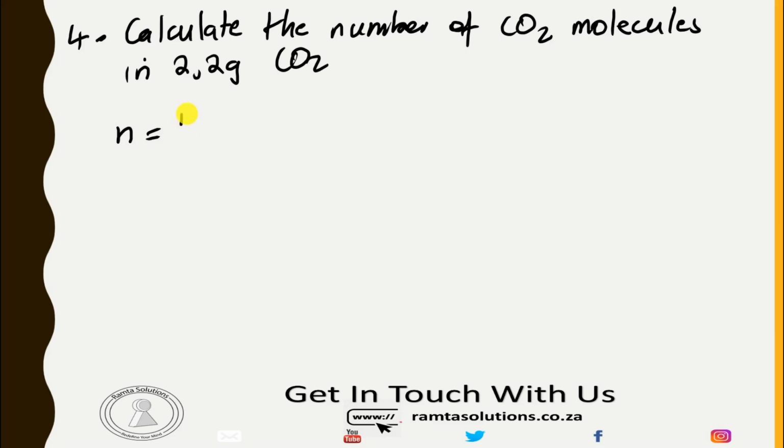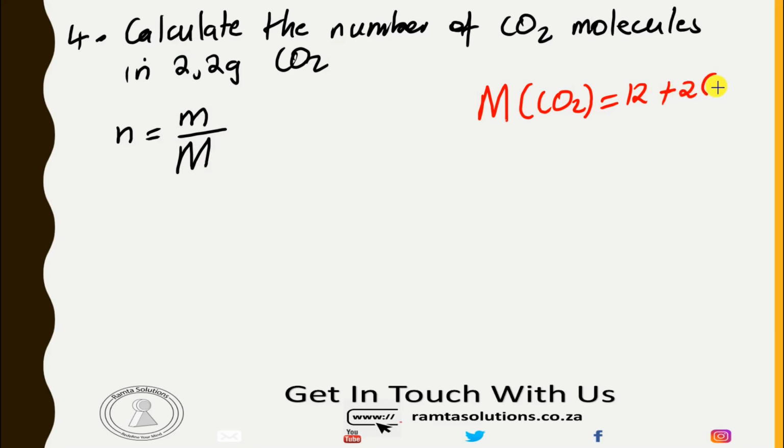We will begin by saying number of moles is equal to mass over molar mass. Now when we look at the molar mass of carbon dioxide, it is 12 plus 2 times 16. That is 32, so 48 grams per mole. Isn't it? Is it 48? No. It's not 48. It's 44.